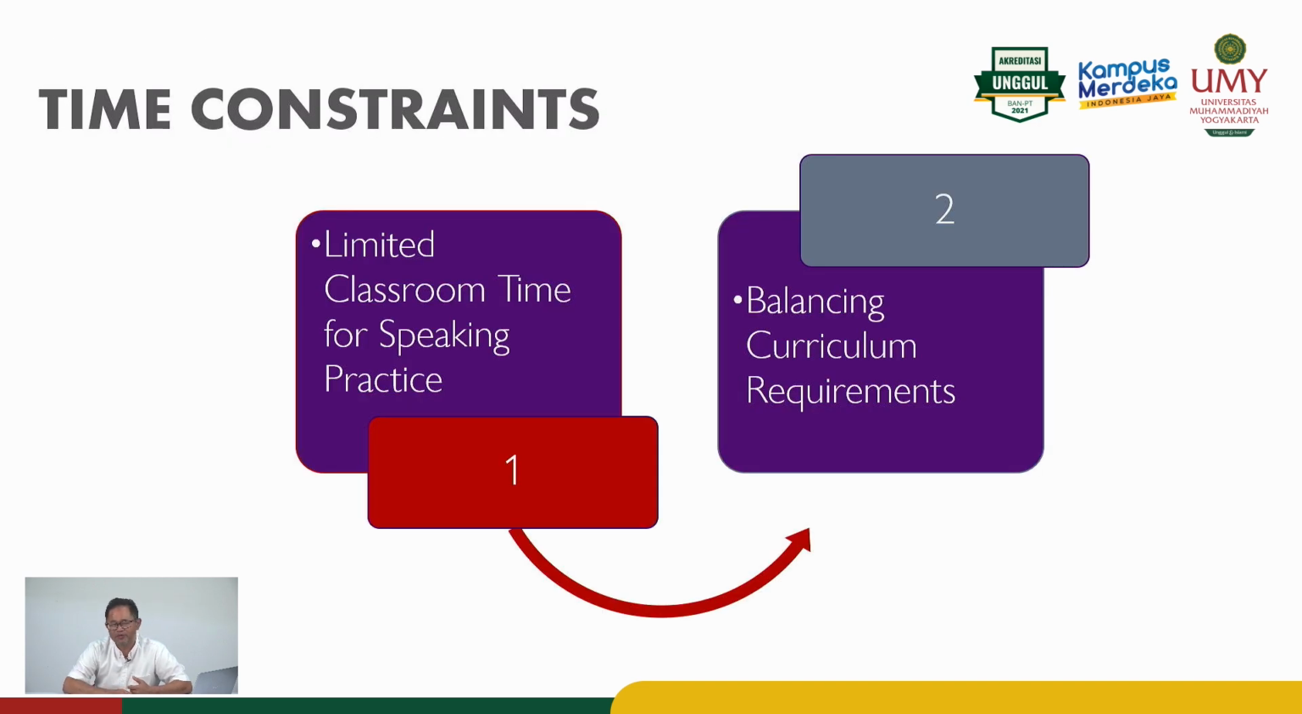The next one is about time constraints. When you teach your students with limited classroom time for speaking practice, then for sure it will keep your students from having proficient speaking skill. So that's why you have to be able to balance the curriculum requirements. The curriculum requirement is one side, but maybe you have to provide other opportunities, time for your students to practice outside class by assigning them some tasks.